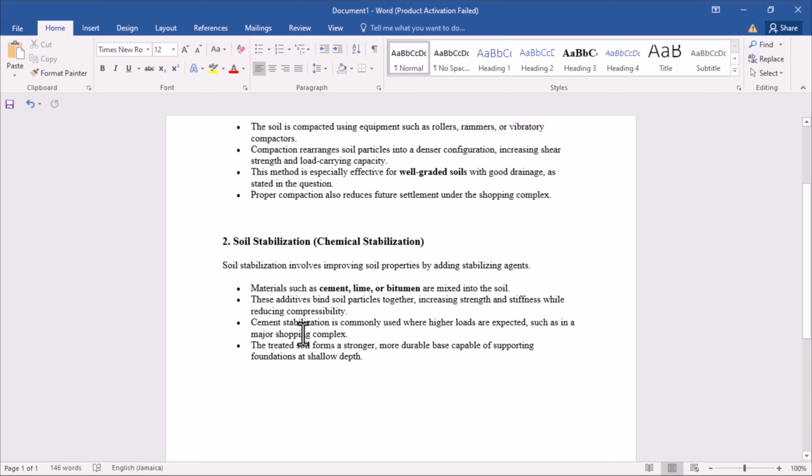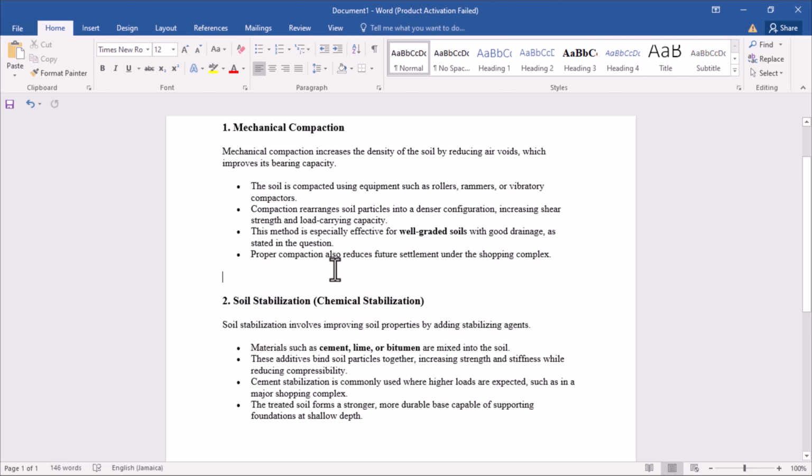It says cement stabilization is commonly used where higher loads are expected, such as in a major shopping complex like we have here. It says here the treated soil forms a stronger, more durable base capable of supporting foundations at shallow depth. So we could use these methods to improve our soil. These two methods are by no means the only two methods that we could use, but these are some of them. Now let's look at part B of the question.